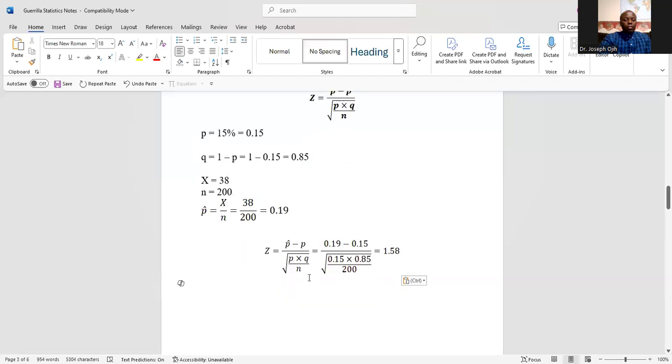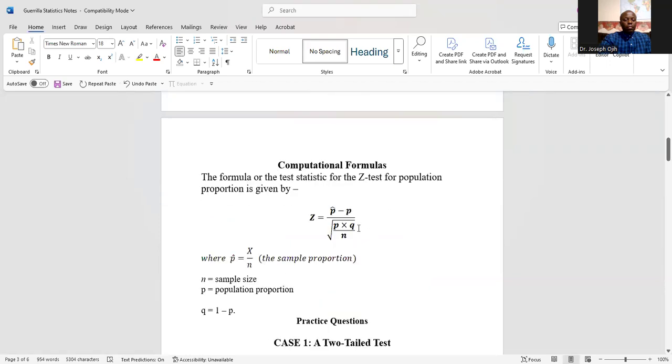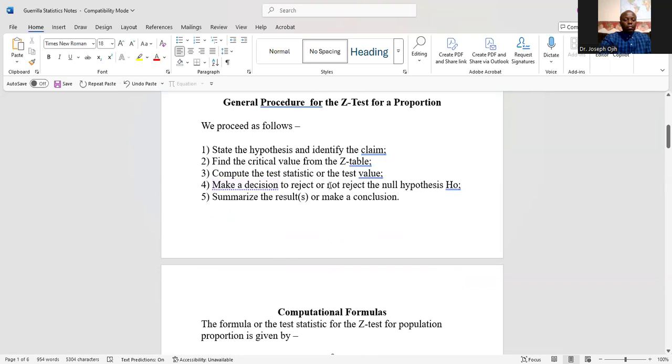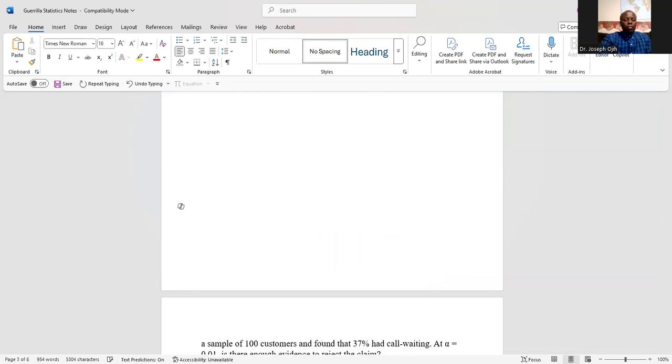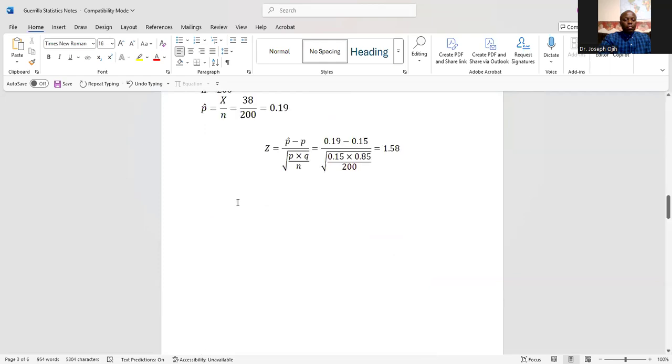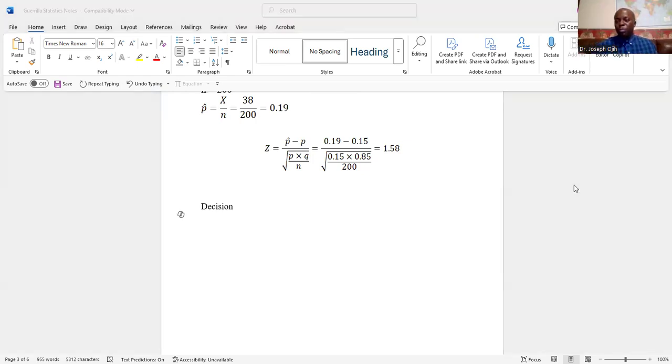So we have run the test. This is the result. Now let us remember, once you get the result, the next stage is to make a decision to reject or not to reject the null hypothesis. Okay, let's make that decision. The decision is always based on the critical value or the p-value. With this one, we're using the critical value.